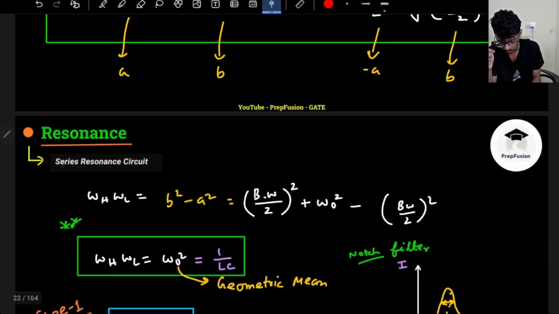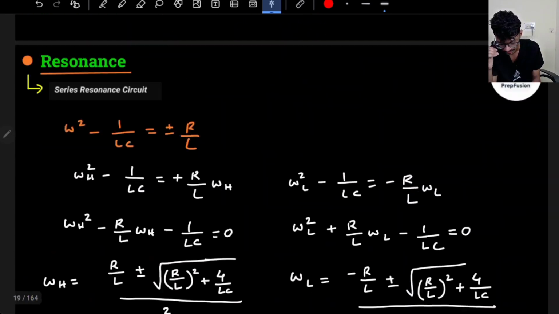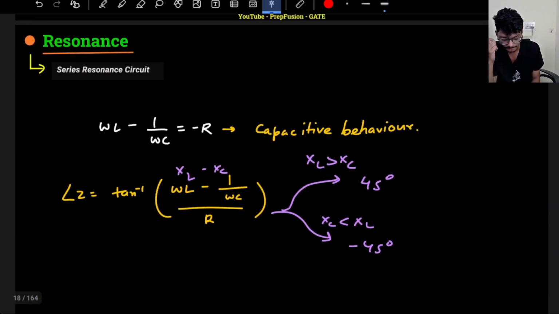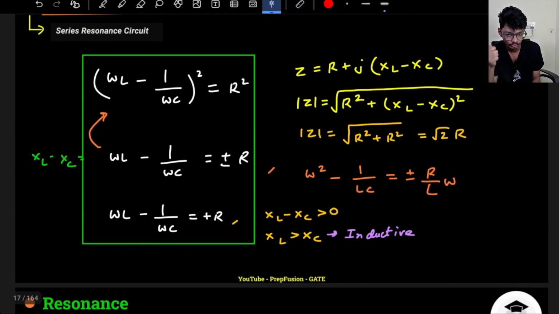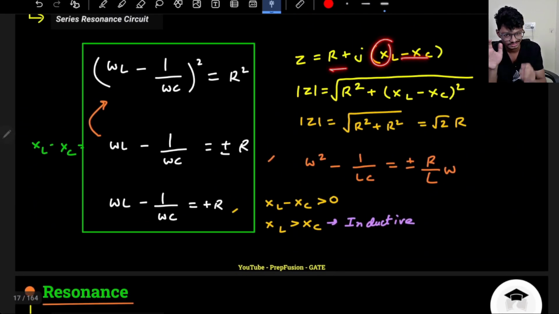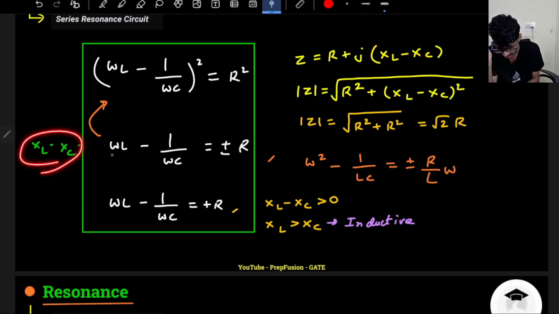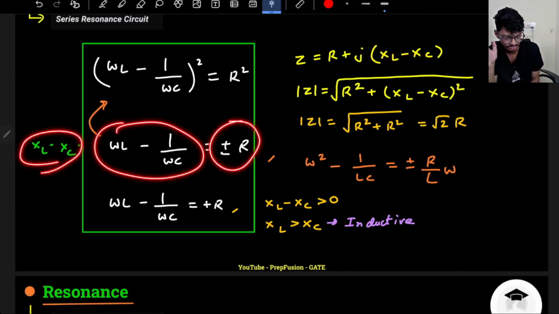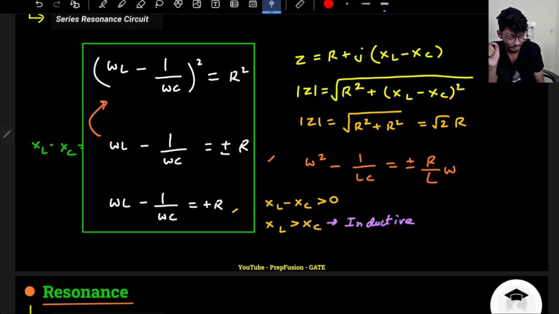One thing I forgot to mention is the magnitude of the impedance at the higher and lower 3 dB frequency. I know Z equals R plus j(XL minus XC), and I know XL minus XC equals plus or minus R at omega H and omega L. If I square plus R, it will be R square. If I square minus R, it will be R square. So it does not matter whether I choose plus or minus R.